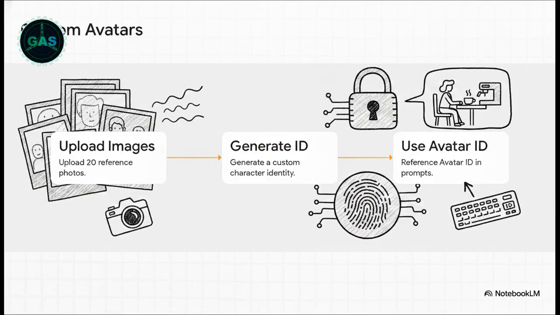The really crucial point here is that you can also build custom identity assets. By uploading around 20 reference photos, you can generate a completely custom character ID. Once that is loaded into the system, you can just type a command asking for an image or a video of that specific person, say working at a copy shop, just by referencing the avatar ID. It integrates your actual brand or persona perfectly into the automated flow.